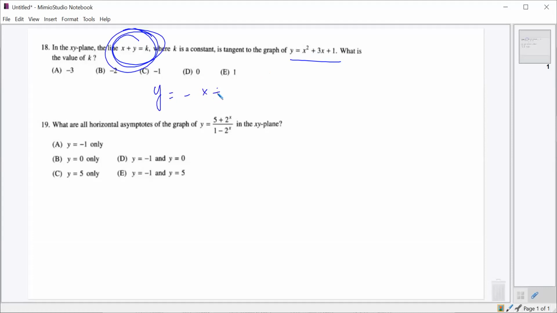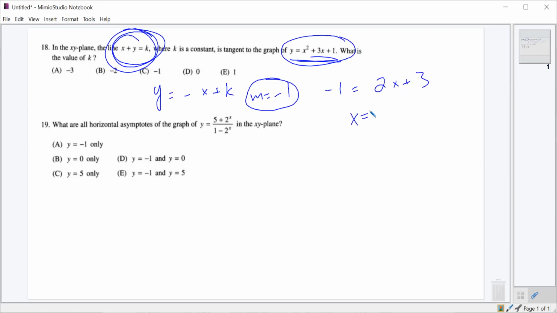which happens to be -1, right, should be the derivative of this. The slope of the tangent line is the derivative of our function. So -1 should equal 2x plus 3. And that should tell us that x is equal to -2.